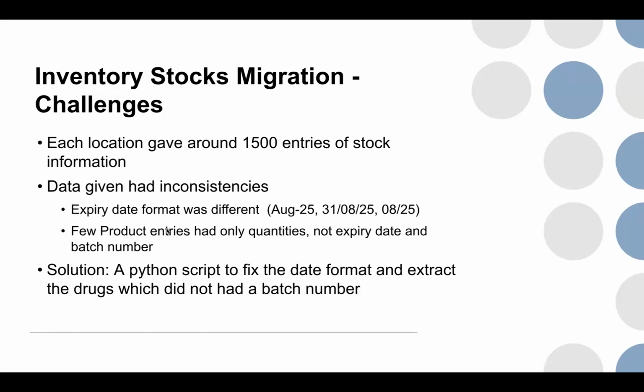To clean up this data, we wrote a simple Python script which fixes all these date formats and extracts the line entries which did not have a batch number, so that we can reconcile them later with the actual batch that is available in the stock room.